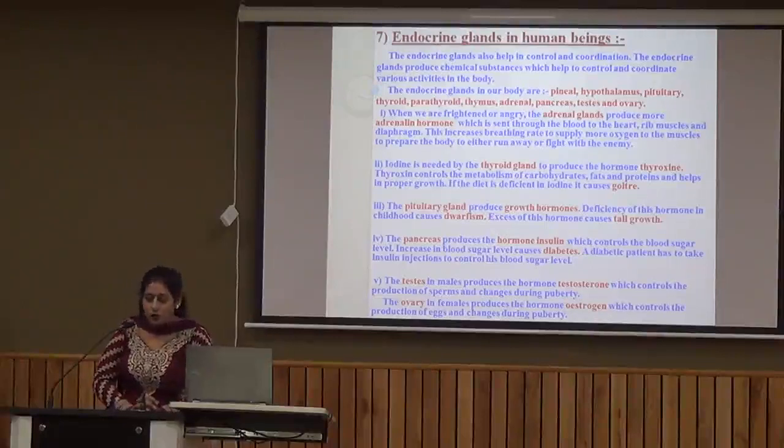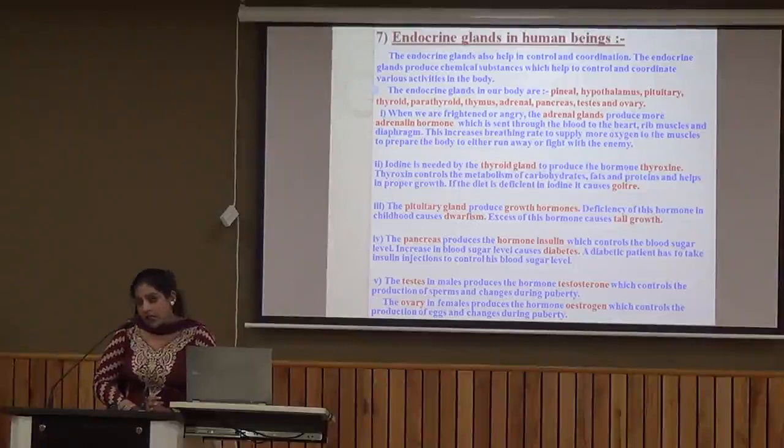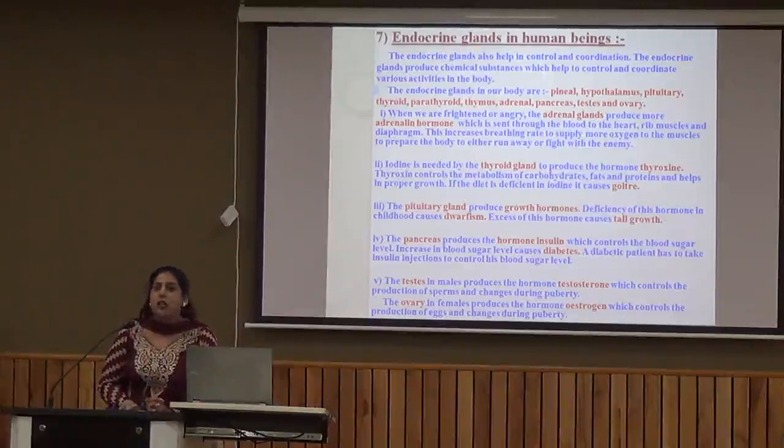The fourth one is the pancreas. It produces a hormone called insulin, which decreases the blood sugar level. A diabetic patient will get insulin injections. That means if insulin is not secreted in a sufficient amount by the pancreas in our body, we will get diabetes.